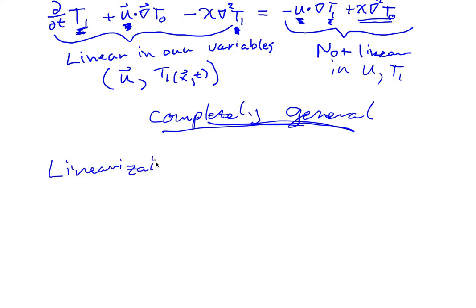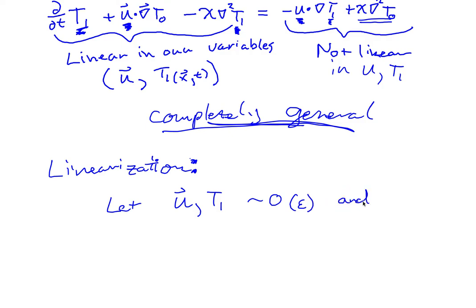And in linearization, we're now going to make some assumptions that are going to break the generality. Okay, so what are we going to do when we linearize things? What we're going to say is, let our solution variables u and t1 have some sort of amplitude. Let them be order epsilon.